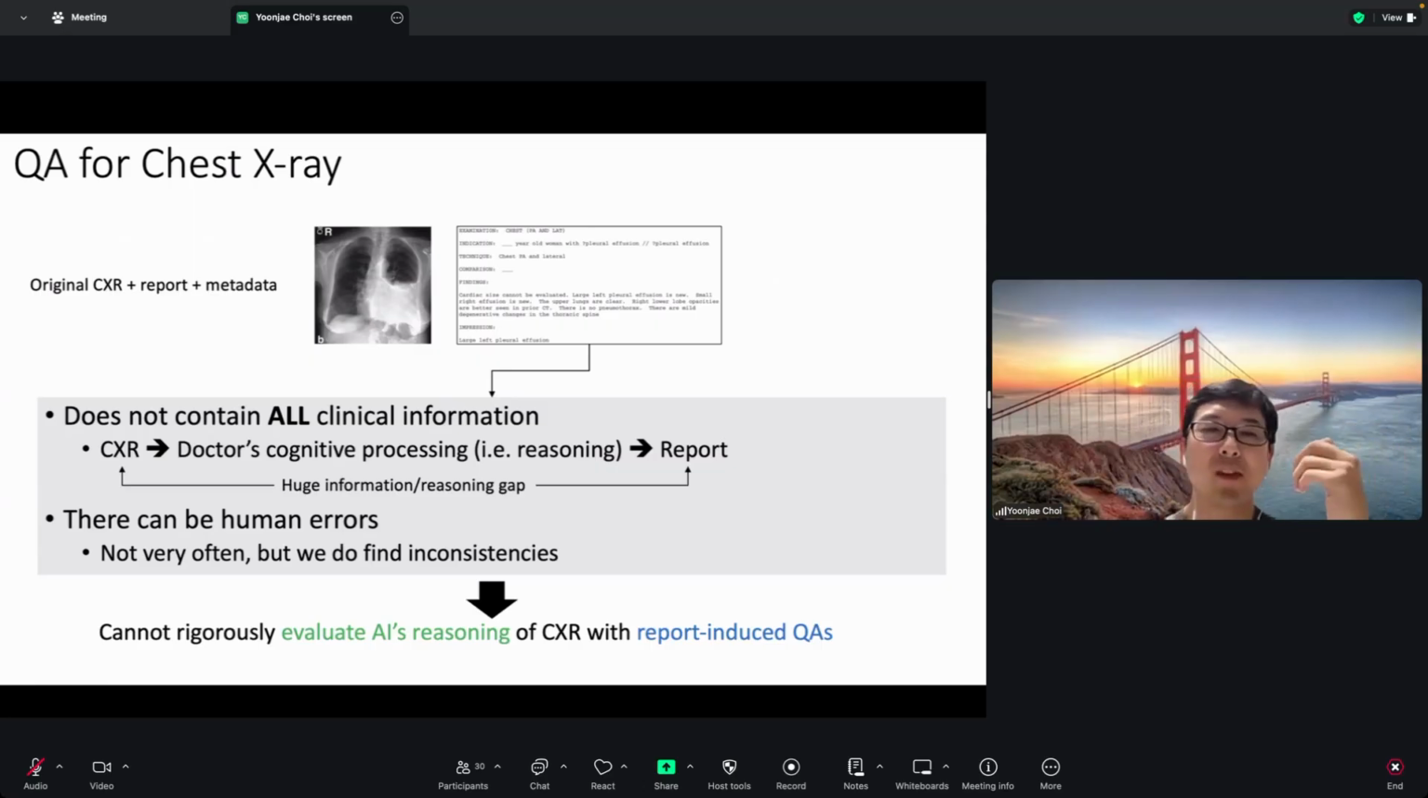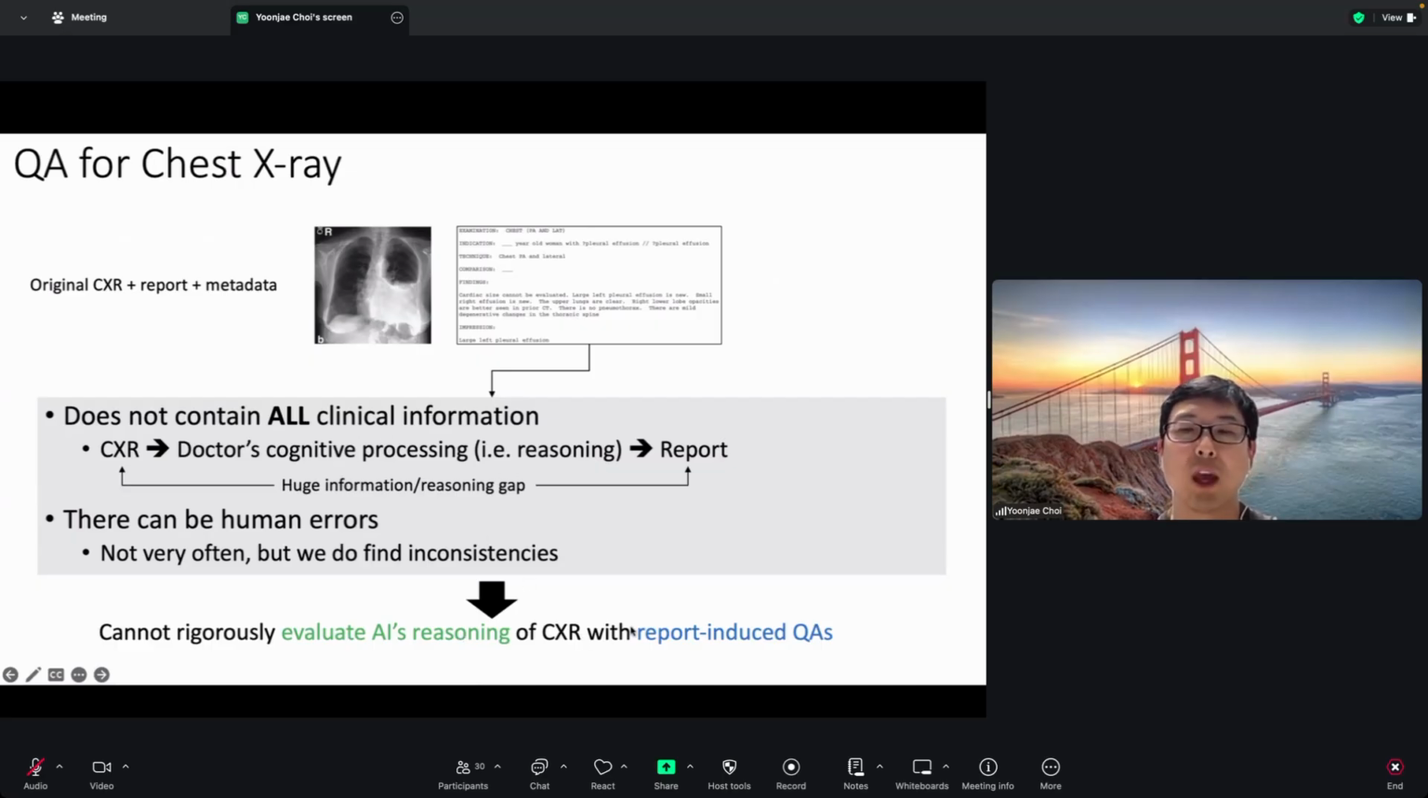There can also be human errors, of course. So modern AI being trained or evaluated with these two are actually missing all this cognitive process that radiologists are going through. And I think this is what the LLMs actually need to learn, the reasoning process. Not the source and the outcome. It's the intermediate step that really matters. So with this current paradigm, I don't think we can rigorously evaluate AI's reasoning because we're missing this part.